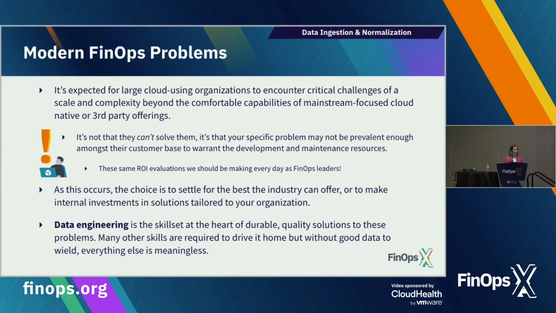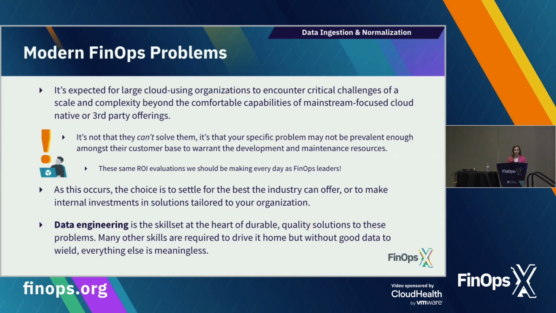So let's talk about some modern FinOps problems. As your company's footprint grows in the cloud, it's likely that you're going to encounter challenges that are beyond the scope and complexity that can be handled by your cloud vendors or third-party offerings. And it's not necessarily that they can't handle them, it's just that the problem needs to be pervasive enough amongst their customer base to warrant the time and resource investment for them to consider implementing the project or solving the issue. And so we should actually be making these same ROI evaluations internally as well with our customer requests. So we should be following that strategy.